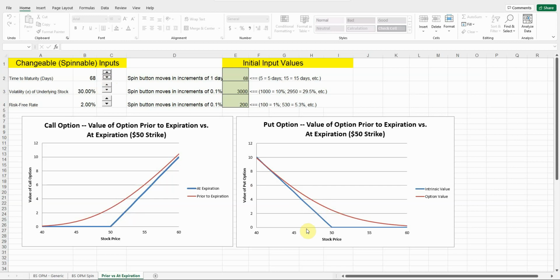This, between the axis and the blue line, is the intrinsic value. The difference between the blue line and the red line is the speculative premium. So that's just a little graph you can play around with. And with that, we're going to wrap this video up.